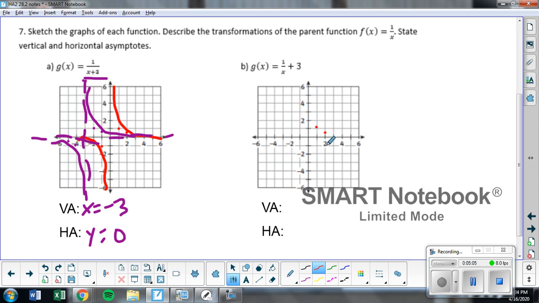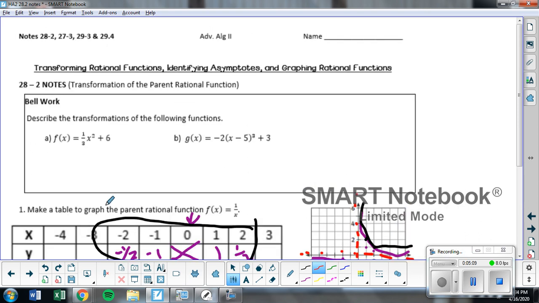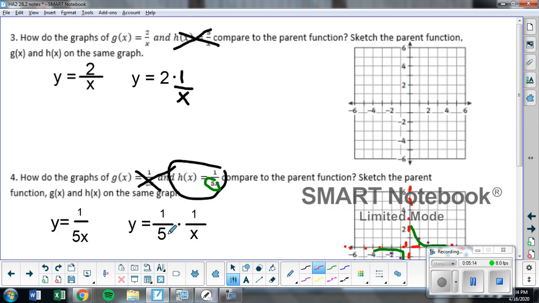How am I getting these points? From the very beginning, plugging in these right here. Plugging in 1, 2, -1, and -2. Can't plug in 0 to the parent function.